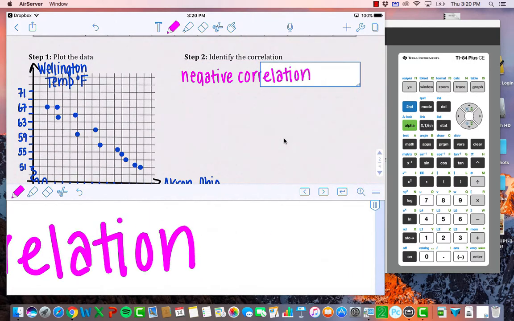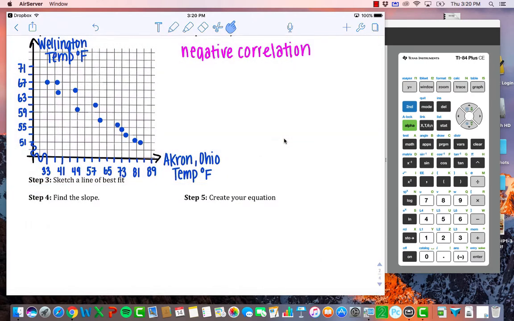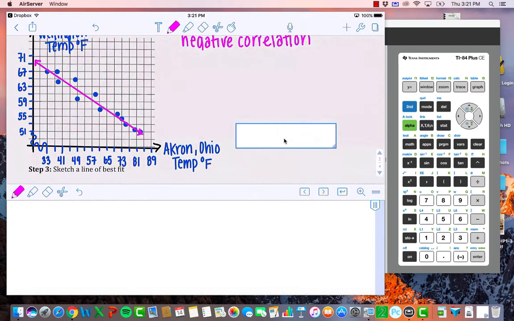And then it wants me to sketch a line of best fit. So I'm actually going to pick the 2 points that are kind of the ends, this (33, 67) and the (82, 51) point. And it looks like my line is at least close to all of the data. So again, I picked (33, 67).